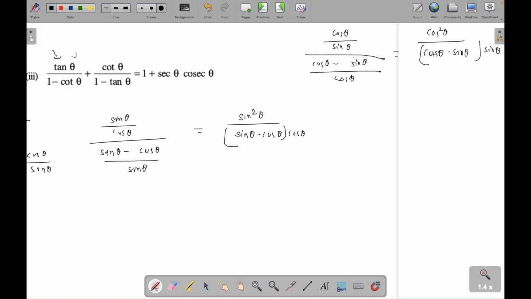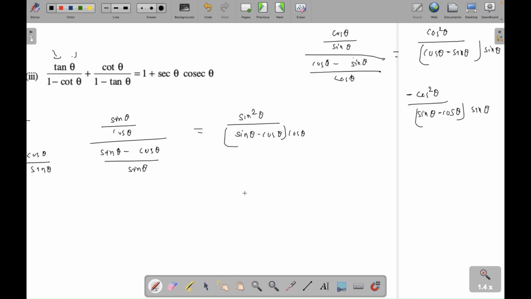Right, so in order to ensure they have the same denominator, see, the denominator here is cos theta minus sin theta. Here it is sin theta minus cos theta. So we can write it like this: minus cos square theta in the numerator and then sin theta minus cos theta in the denominator. So that at least this part becomes like this.